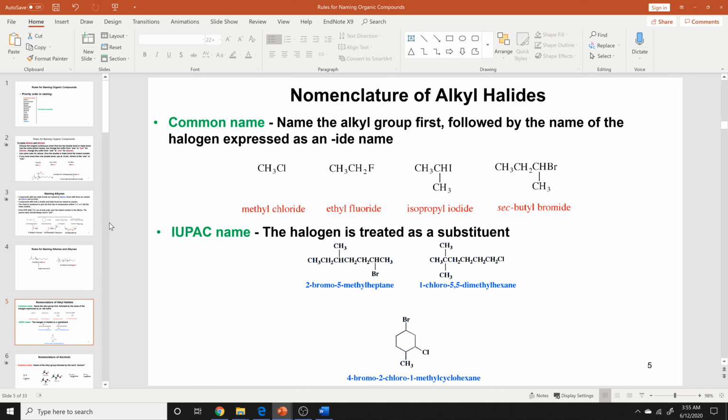With alkyl halides, you can name them as common and IUPAC. So with the common name, just name the alkyl group first, and then follow that by ide: methyl chloride, ethyl fluoride, and so forth. For the IUPAC name, just name the alkane chain and name the bromine or the halogen as a substituent, as a halo substituent, and try to give the first substituent the lowest number.